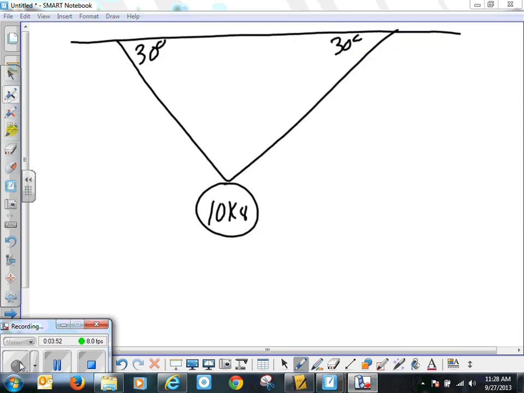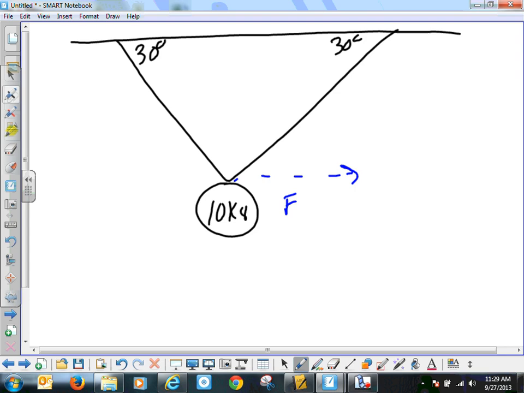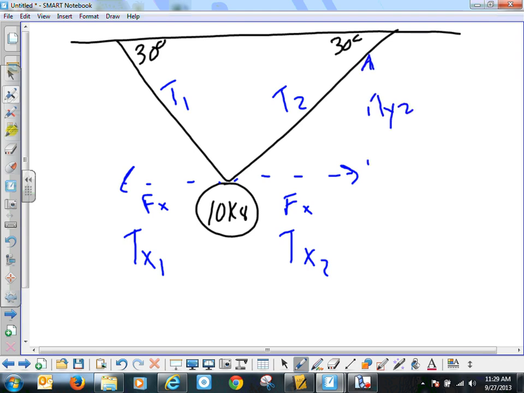Okay, for this now we have 2 ropes, so I want you to figure out both the tensions in these ropes. Okay, so how do you do this? Well, you have to split this up into vectors. So we know that we have a force in the x direction here, and we have a force in the x direction there. So we might call this Tx1, Tx2, because we call this T2 and T1, right? And then we have T in the y direction, 2, and then a T in the y direction, 1, okay?